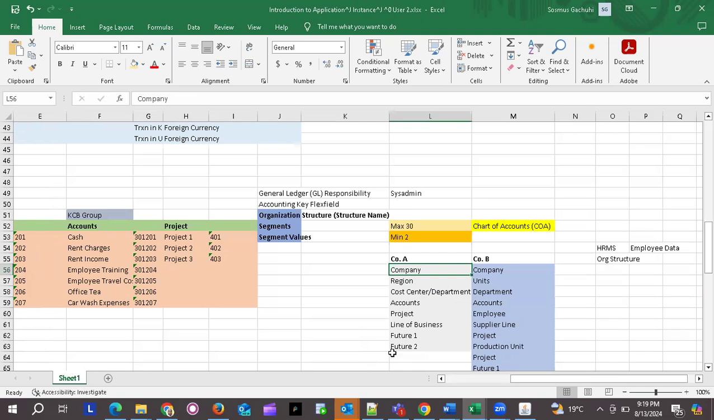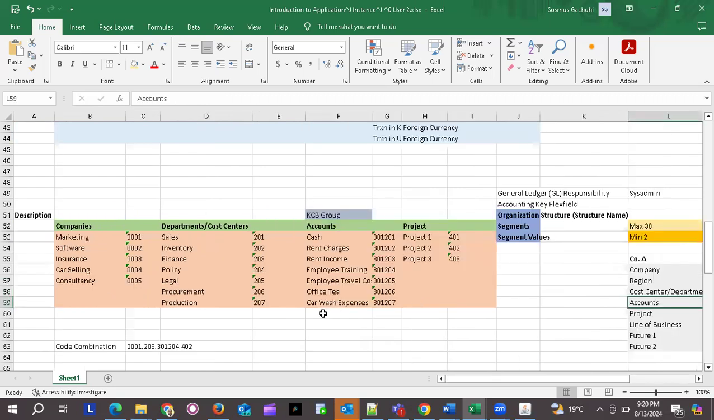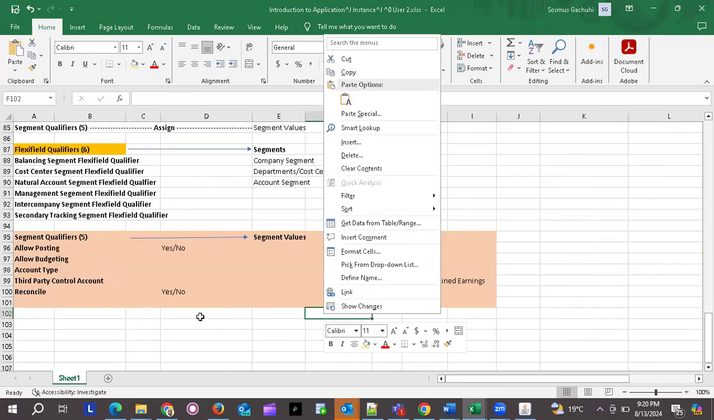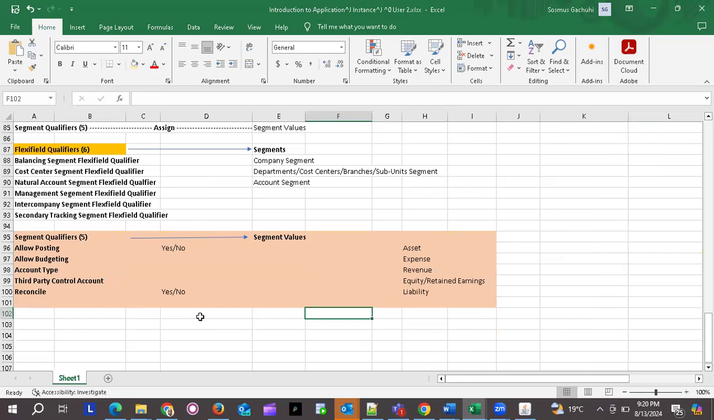You can't find company down here, or find the line of business up here. No, it's not possible. So in most cases, you'll find the company is starting, then probably region, then cost centers, then accounts. So basically, that's what we can look at today. I don't know whether you have any question.